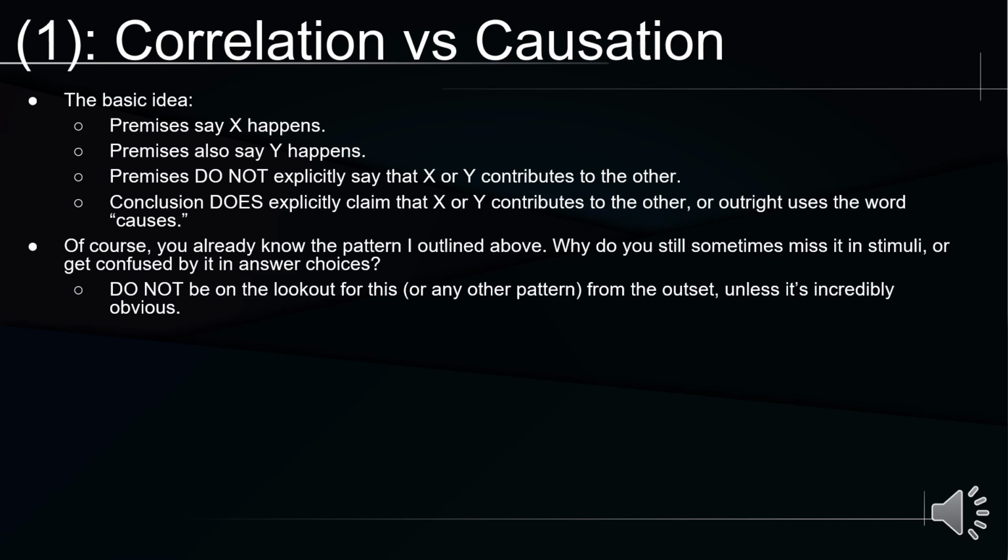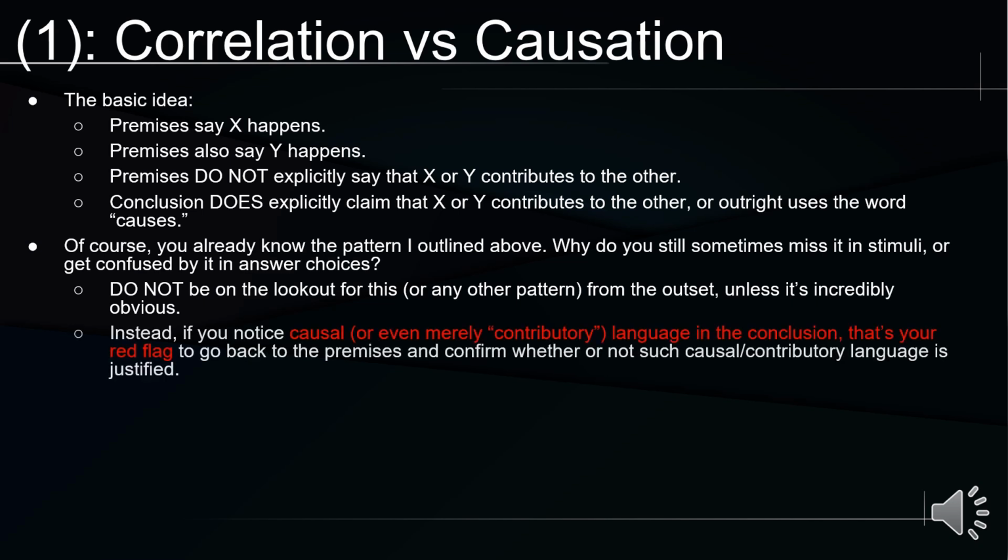The first thing I'll start with is do not be on the lookout for this pattern, or really any of the other patterns, from the outset, unless it's incredibly obvious, unless they basically say this is going to be a correlation versus causation. I don't really know how to generalize the most obvious way to do it, but sometimes it's more obvious than others. Don't ignore yourself if you just can't see past it, but at the same time, don't always be on the hunt for this sort of stuff immediately. Instead, if you notice causal or merely contributory language in the conclusion, that's your red flag. Go back to the premises and confirm whether or not such causal or contributory language actually is justified.